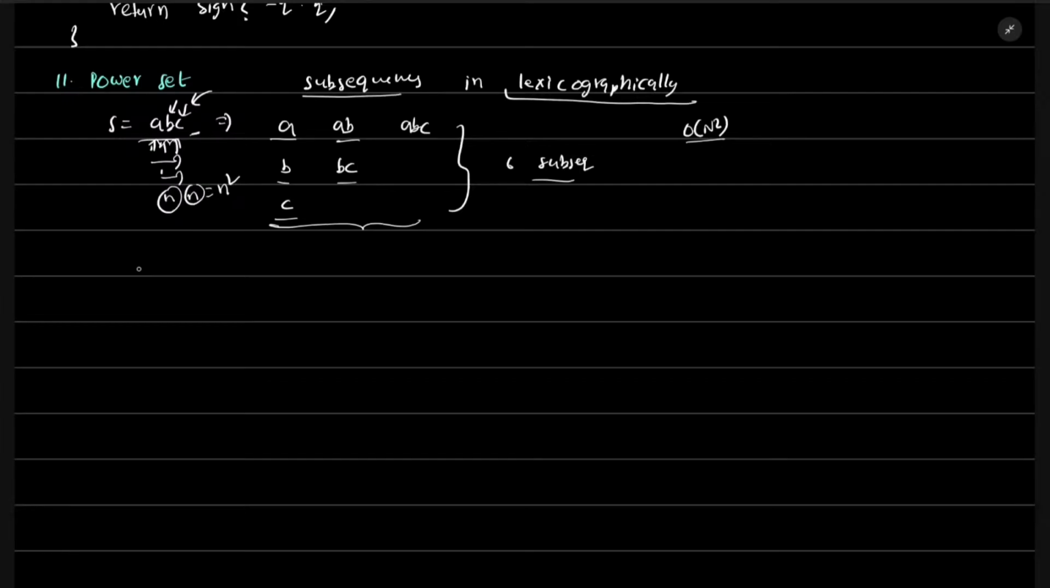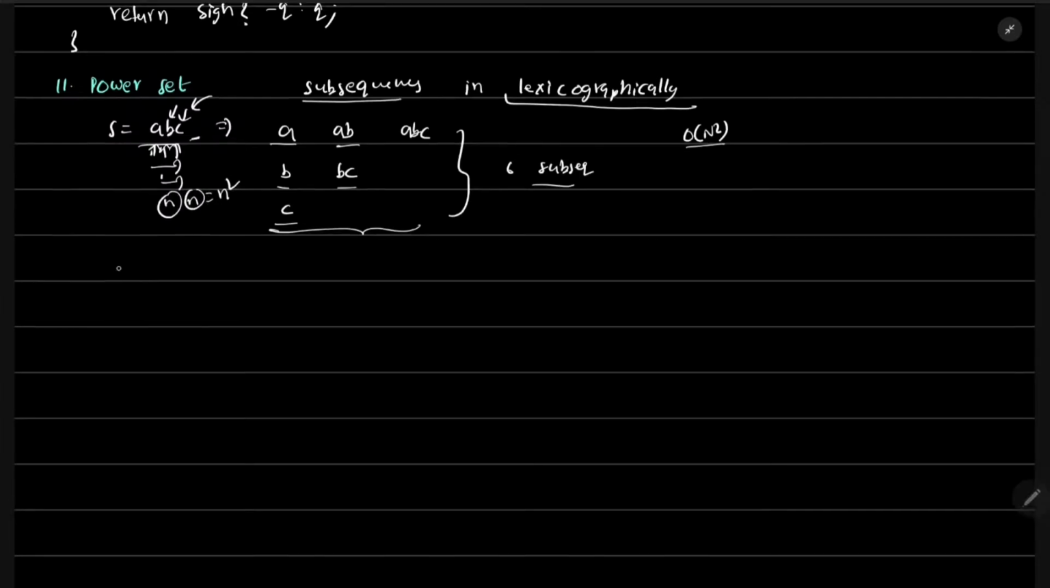Now to get the power set, what we have to do? For a, what we are doing? a, b, c. We are taking a, not taking b and c, right? For ab, what we are doing? We are taking a, b, not taking c. And for abc, what we are doing? We are taking all of them. And for b, what we are doing? 0, 1, 0, because we are taking b, right? For bc, what we are doing? 0, 1, 1. And for c, what we are doing? We are not taking a, we are not taking b, we are taking c.